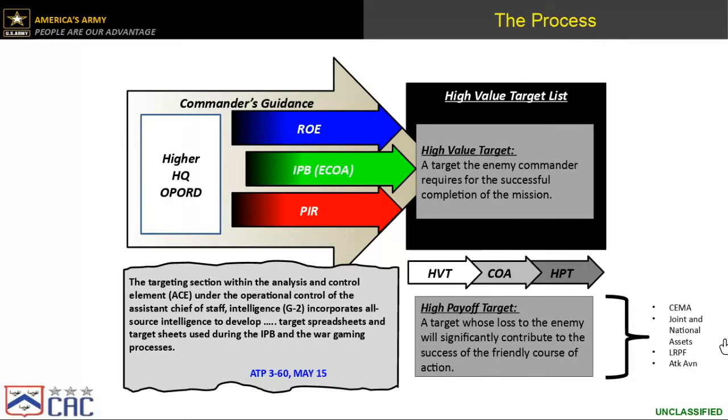High value targets are those assets the enemy commander requires for the successful completion of their mission, identified during IPB and refined during MDMP. The high payoff target list addresses the priority for target and the attack of those targets, deconflicts competing demands. This is relative to the scheme of maneuver used by friendly forces. The attack guidance matrix is a prioritized list which designates targets to be attacked, defining when, how, and describing the desired effects.